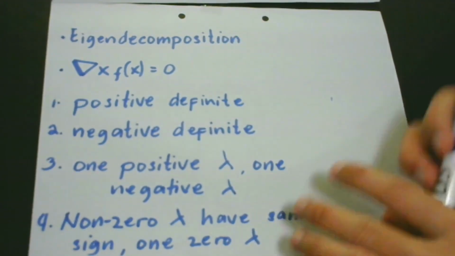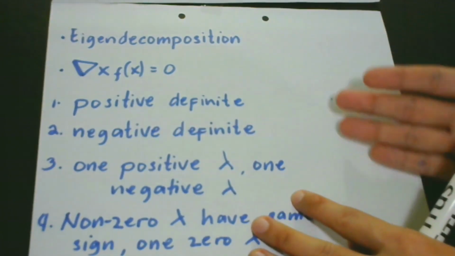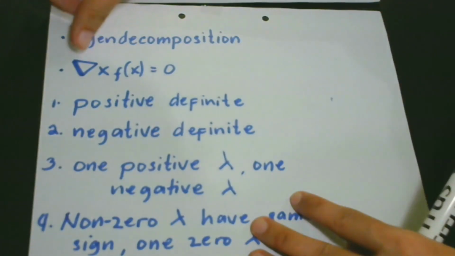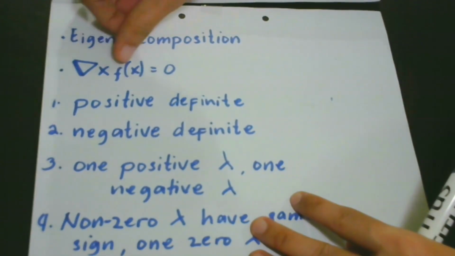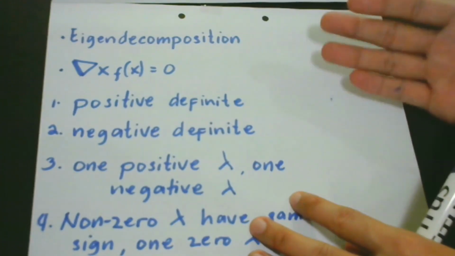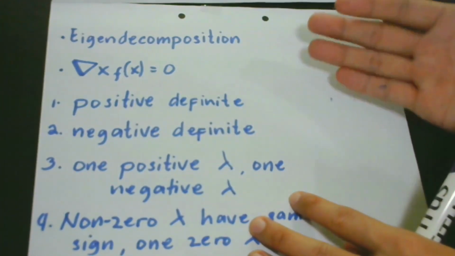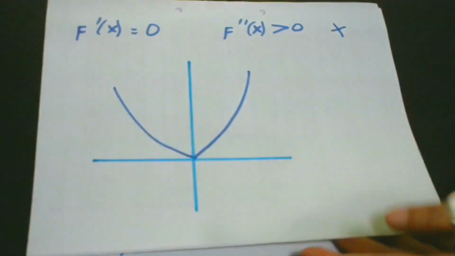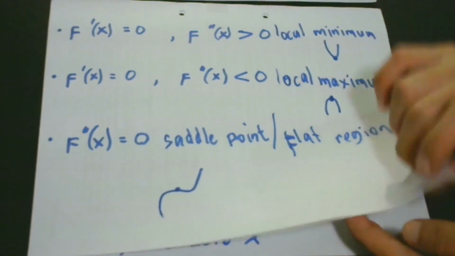So at this point, just like the case of a single dimension, in multidimensional problems where the gradient of the function at x is equal to 0, we can also examine the eigenvalues of the Hessian to identify if the critical point is a local maximum, a local minimum, or a saddle point, just like in the univariate case.